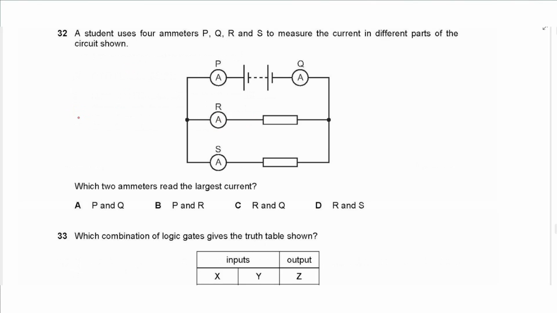Question 32 says a student uses 4 ammeters P, Q, R, and S to measure the current in different parts of the circuit shown. Which 2 ammeters read the largest current? So it will be the ones right next to the power supply, since it will get divided into the branches. So it's P and Q. The current going into the battery and going out of the battery are the same. So the answer is A.